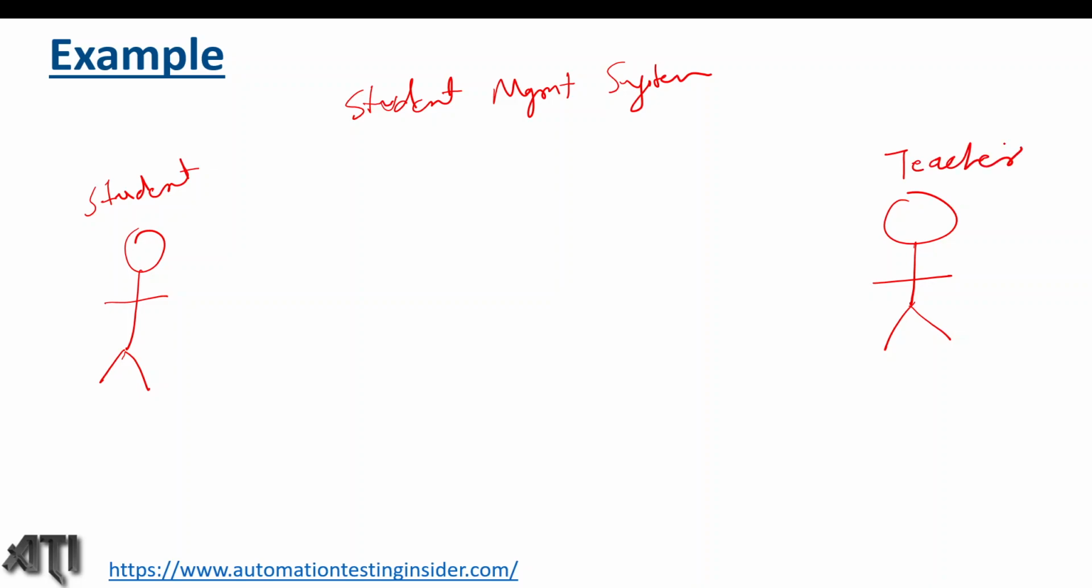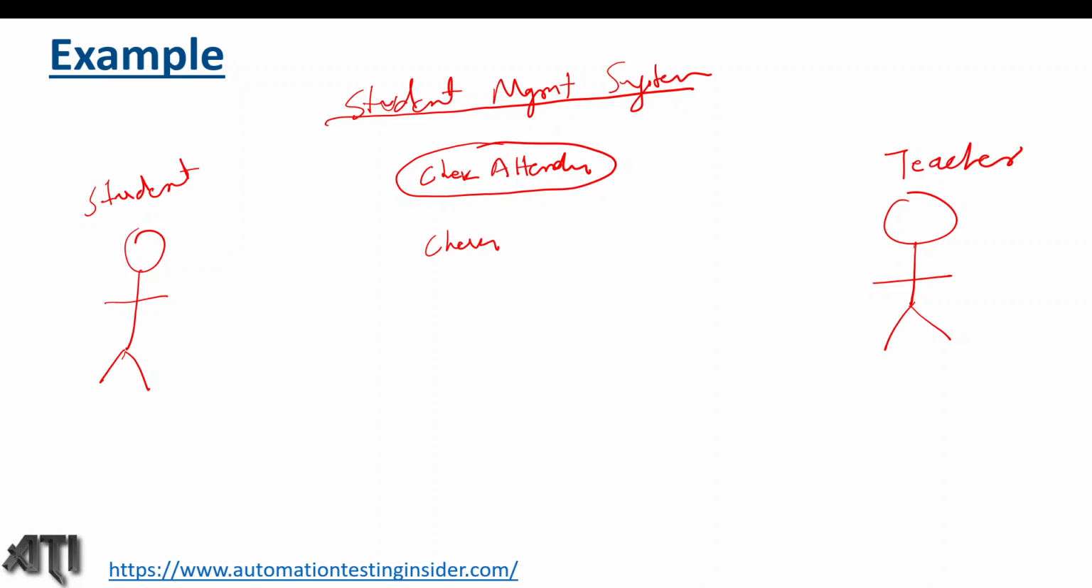Now what are the different use cases in this student management system? The first use case we can represent using oval. Check attendance. Check attendance is one use case. Another use case could be check timetable.